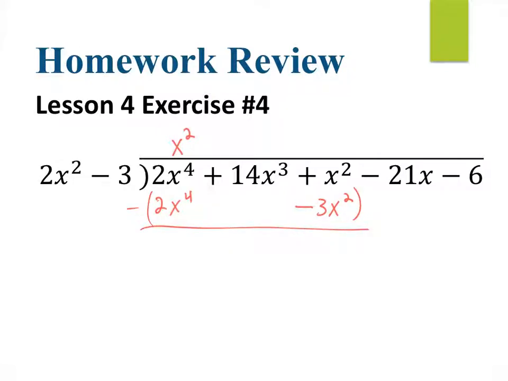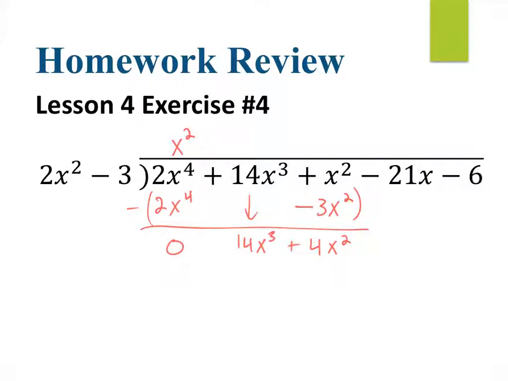So 2x to the fourth minus 2x to the fourth is 0. The 14x cubed has got to come down, because we're subtracting nothing from it. X squared minus negative 3, that's a double negative, so that ends up being 4x squared, because minus a negative 3x squared is positive. It's like adding. Okay, I'm going to do the next round.